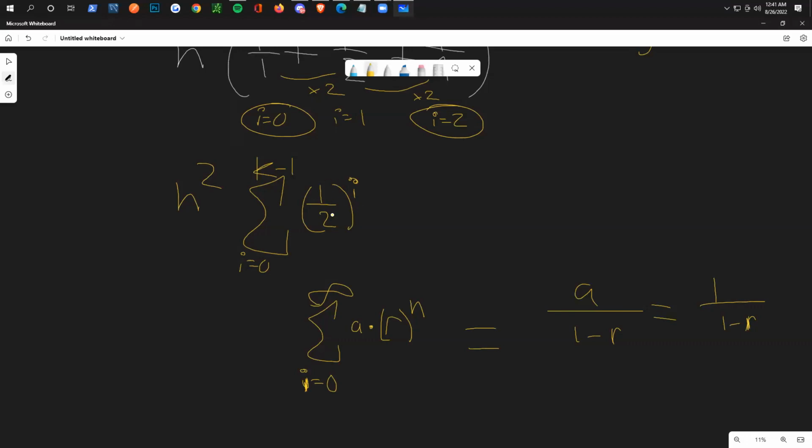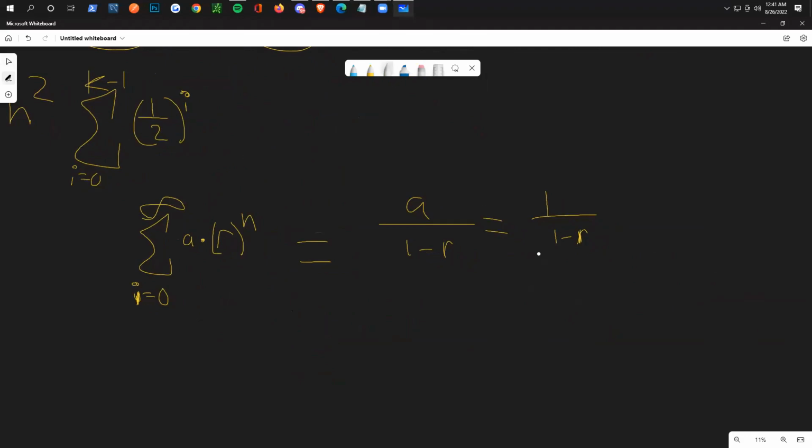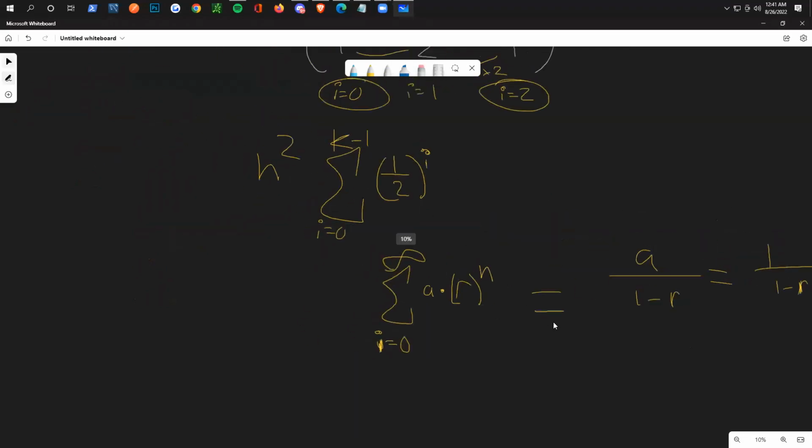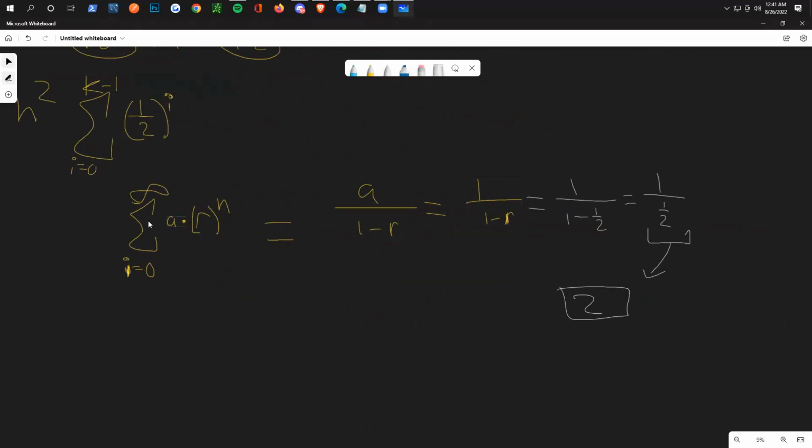But yeah, you're just going to do 1 minus R. R is going to be equal to 1/2. So it's going to be 1 over 1 minus 1/2. This is going to be 1 over 1/2. And this will just give you 2. So that means this entire summation right here is going to be equal to 2. By the way, this formula is on the formula sheet on the test, so you will get this.